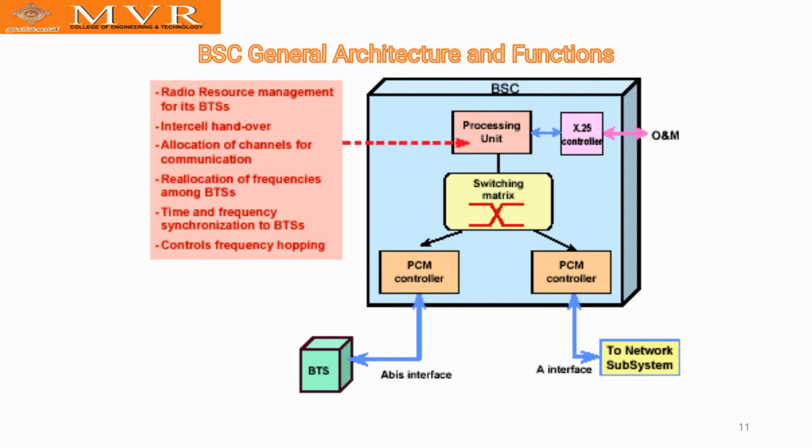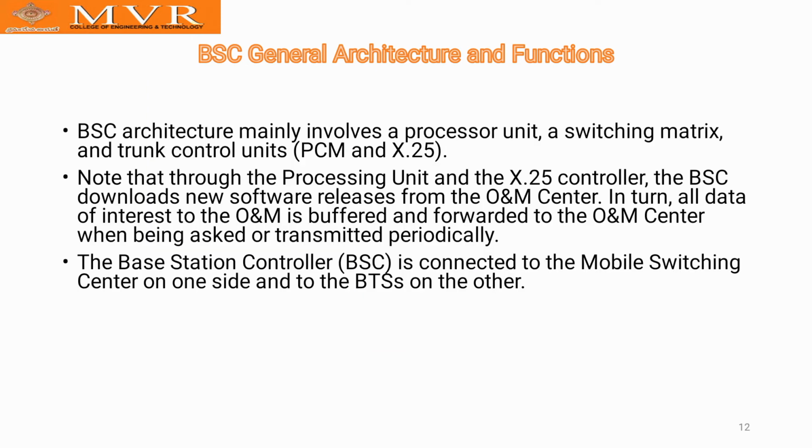In this BSC architecture, it mainly involves the processing unit, switching matrix and trunk control points, those are PCM and X.25. Through the processing unit and controller, the BSC downloads new software releases from the operation and maintenance center. All the data of interest to the operation and maintenance is buffered and forwarded to the operation and maintenance center when asked, or transmitted periodically. The base station controller is connected to the mobile switching center on one side and the BTS on the other side.